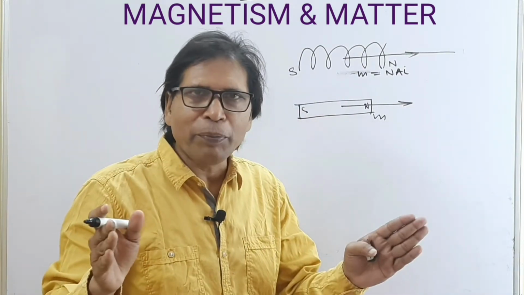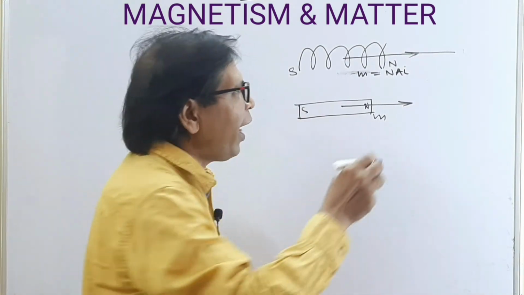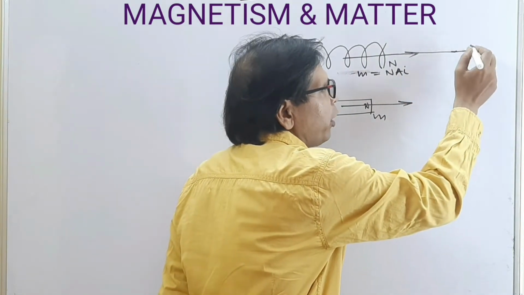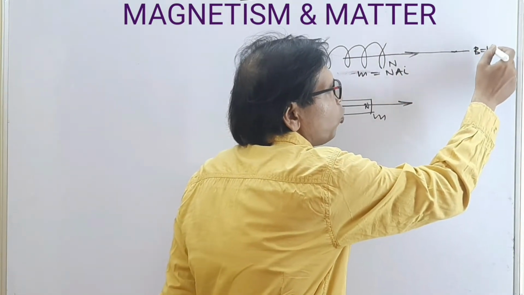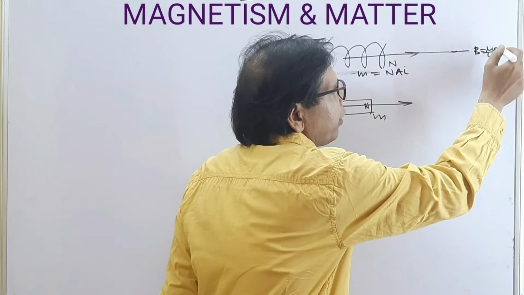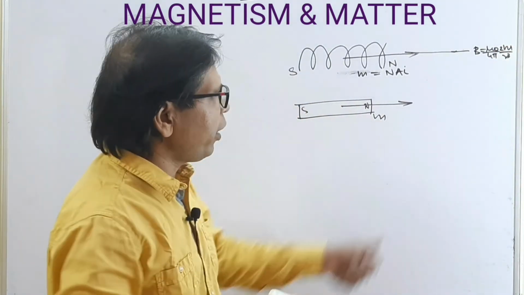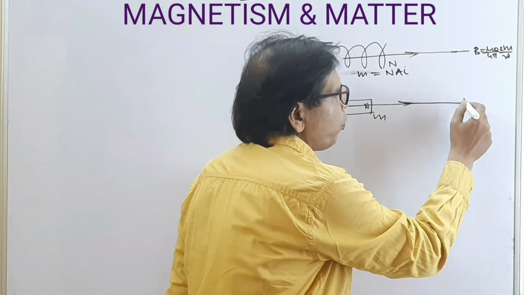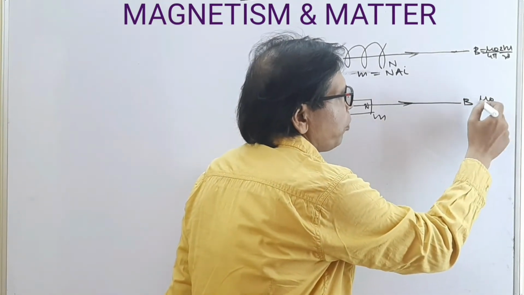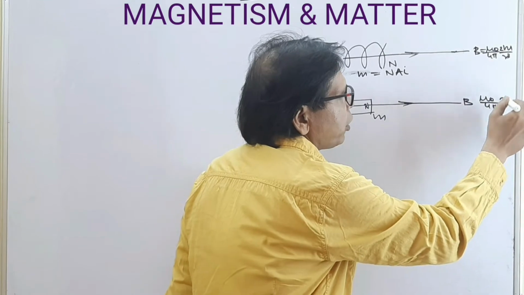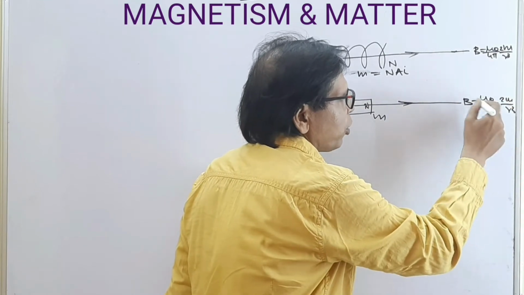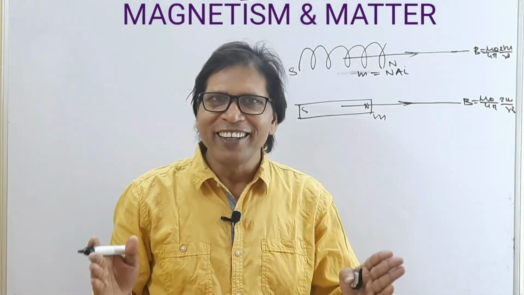Okay, the magnetic field due to a solenoid on its axis at a long distance is B equals μ0/4π times 2m/r³. In the same way, the bar magnet also produces magnetic field μ0/4π times 2m/r³. Okay, understood?